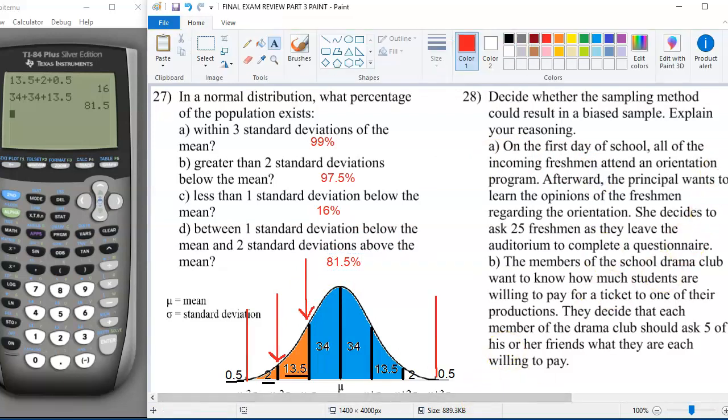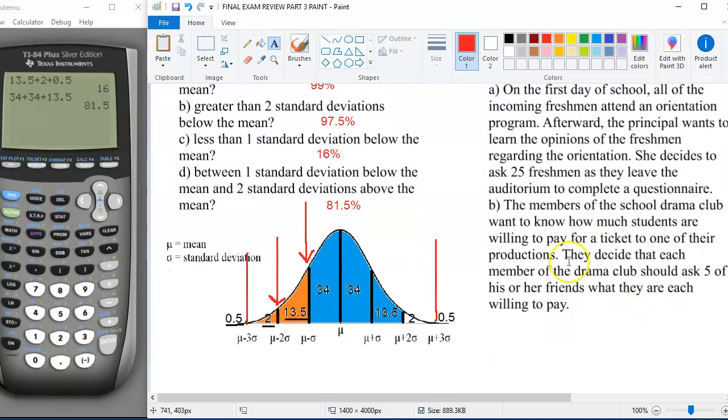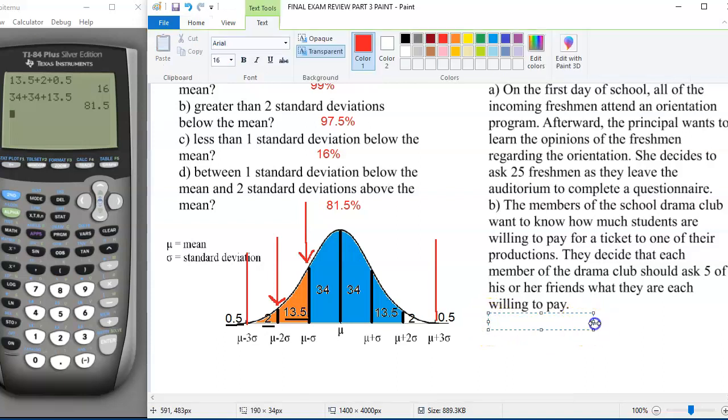All right, next, there's a lot of reading on 28, but I believe that you can probably do it. Let's see. So all the freshmen are doing an orientation, and the principal is going to ask 25 random freshmen what they think. So is that biased or unbiased? So I would say the first one is unbiased. And the reason why is that the principal chose 25 random students from the population.